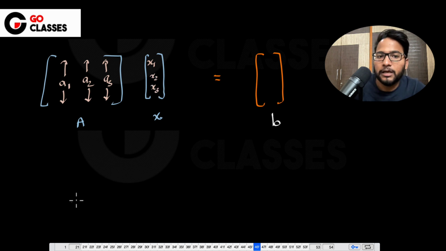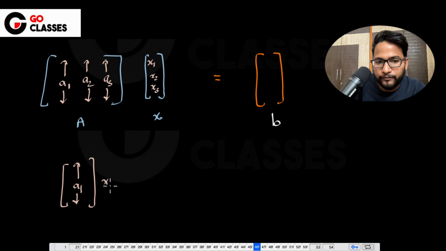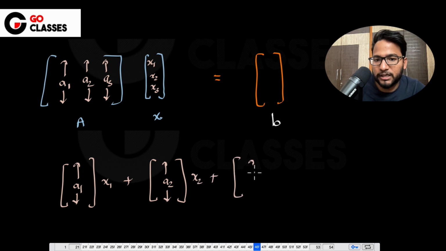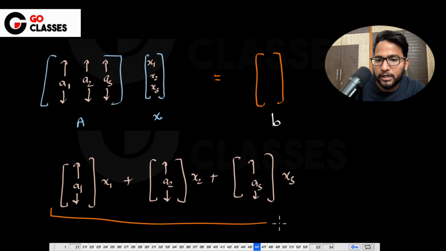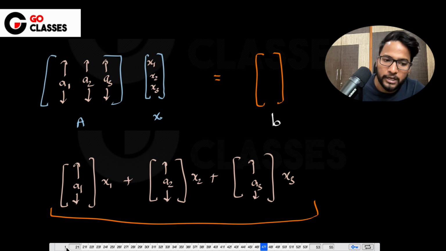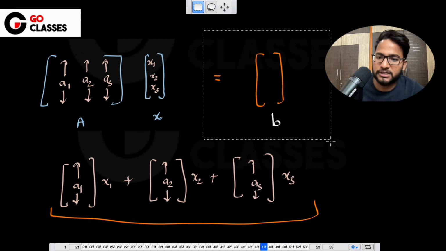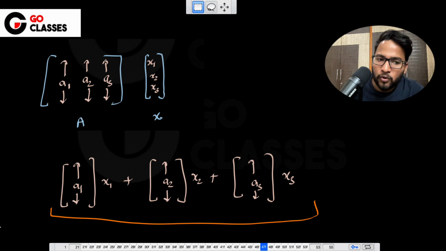Then how do you multiply? You will say the first column A1 into x1, plus A2 into x2, plus A3 into x3. That is how you multiply Ax, and finally you get some b. Now what do you understand from this? Let's forget this b for a moment and focus only on Ax.